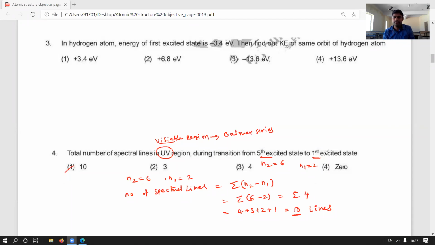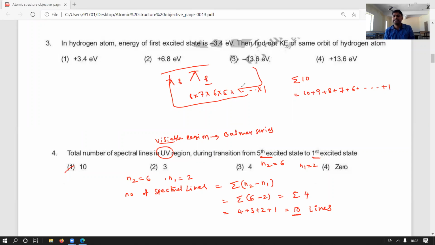Sigma comes in maths, ma. Sigma 10 means what? 10 plus 9 plus 8 plus 7 plus 6 plus up to plus 1. For example, if they give the pi symbol, like pi 8 in exams, pi 8 means 8 into 7 into 6 into 5 up to 1. So that is the mathematics formula. Whenever sigma 4 means 4 plus 3 plus 2 plus 1. Sigma 5 means 5 plus 4 plus 3 plus 2 plus 1. Sigma 10 means 10 plus 9 plus 8 plus 7 plus 6 plus 5 plus 4 plus 3 plus 2 plus 1. That is the shortcut, ma. Understand?